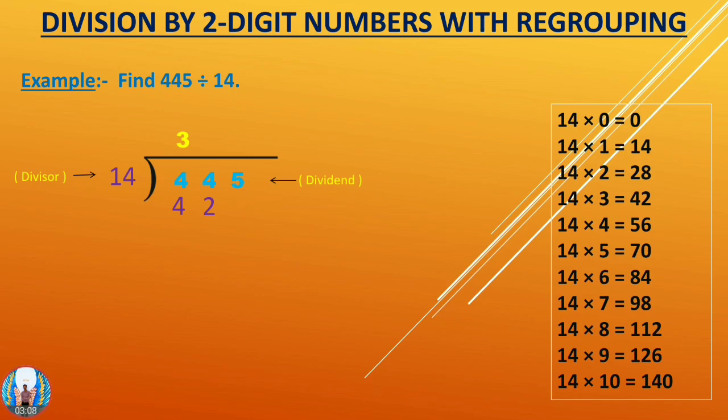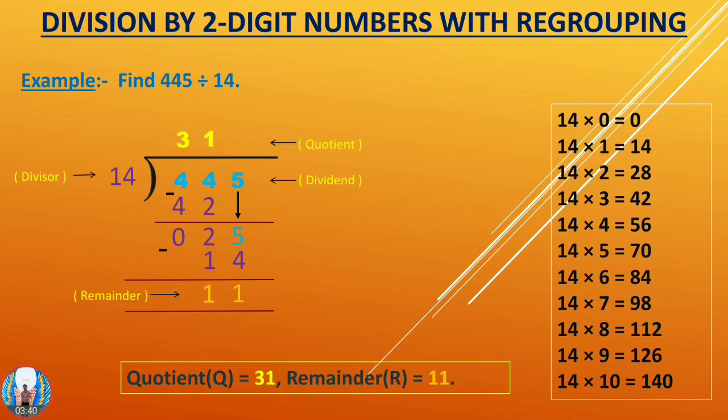Now we will subtract 42 from 44. So the answer will be 2. Now we will bring down the 5. Now it has become 25. 25 comes in between 14 and 28. So we will take the lesser number, that is 14. So we will write 14 here and 1 here. Now 25 minus 14 equals 11. So here 11 is the remainder and 31 is the quotient. So the quotient is 31 and the remainder is 11.